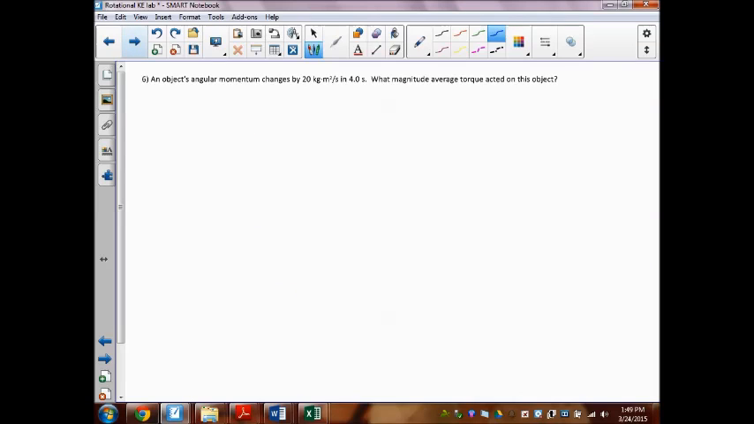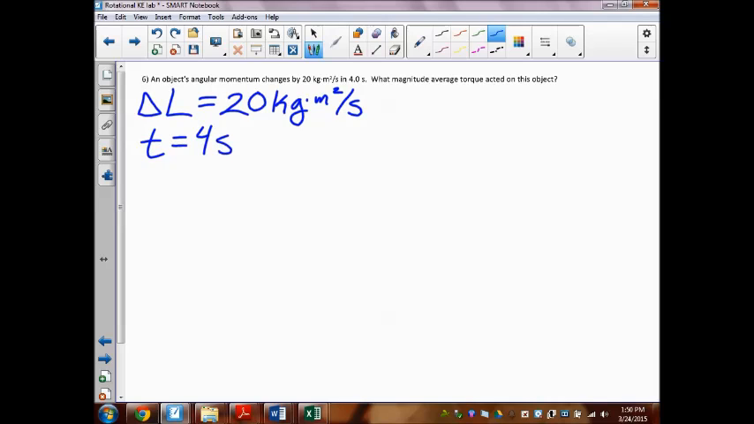All right, let's look at the last problem. An object's angular momentum changes by 20 kilograms times meters squared per second in 4 seconds. What magnitude of average torque acted on this object? All right, so my change in L, or change in angular momentum, is 20 kilograms times meters squared per second. My time is 4 seconds. So my net torque, that's what I'm looking for.